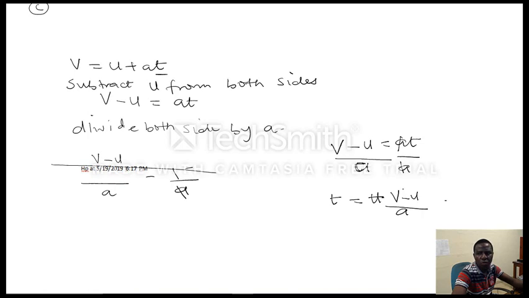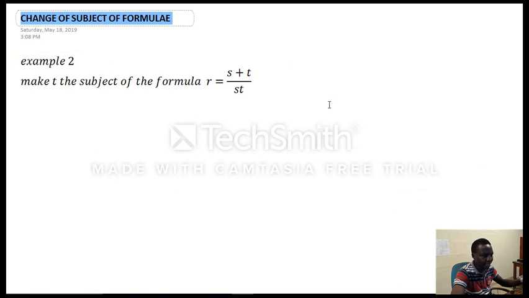So this is how you can make either of the variables the subject of the formula. We are going to solve more examples to drive home our point. In this second example, we are asked to make T the subject of the formula. Now you discover that on the left hand side we have a variable R, but on the right hand side we have a fraction where the numerator is a sum of S and T, while at the denominator we have the product of S and T.